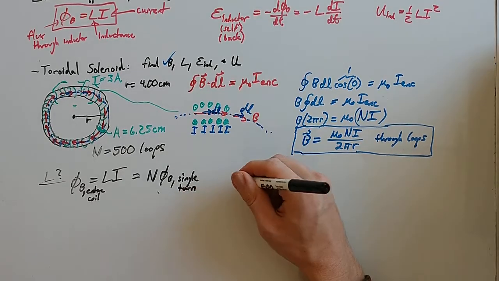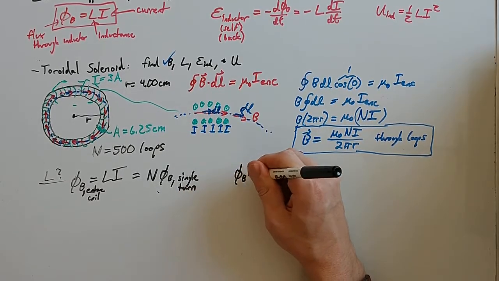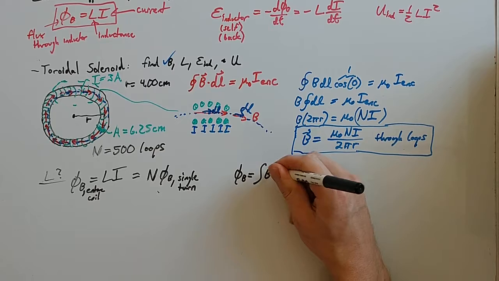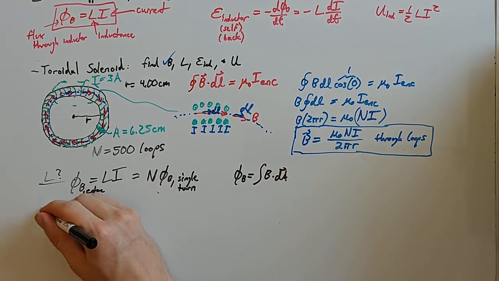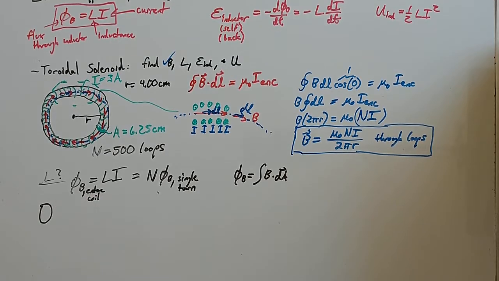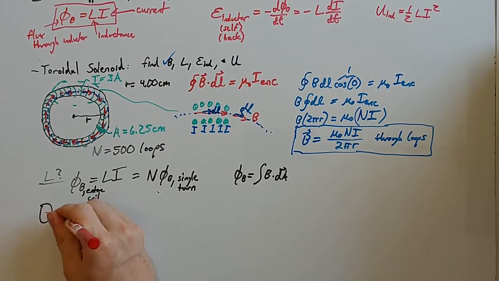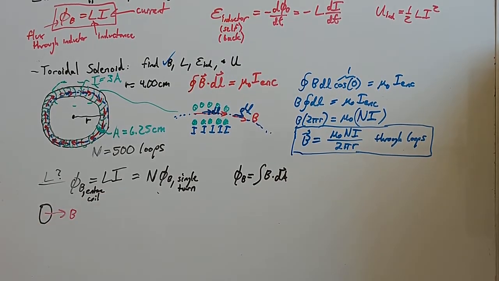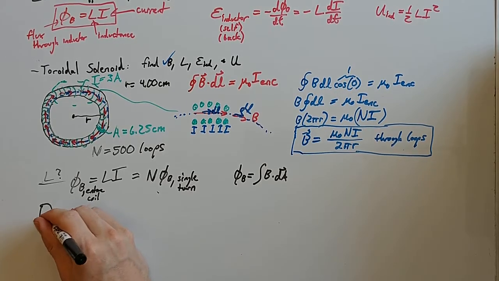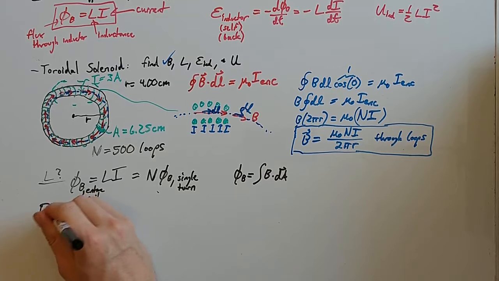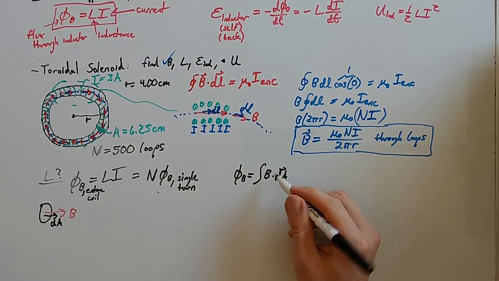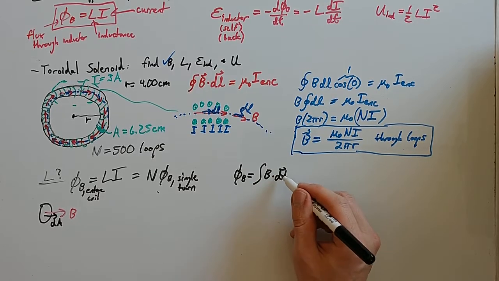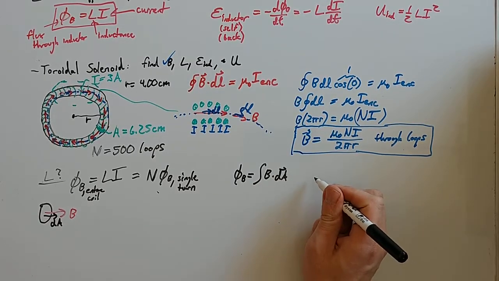Could we figure out what that is? Well, remember that flux is the integral of B dot dA. For each of these turns, we've got magnetic field B going through it, and we think of it as having some area vector that sticks out the center. That's dA. So when we do the dot product, we just get B times dA times the cosine of the angle between them.